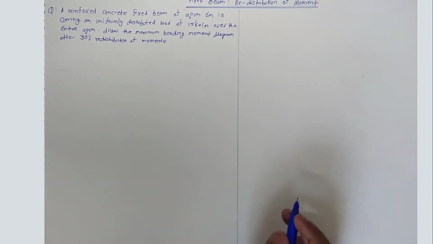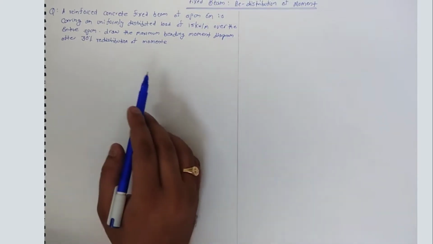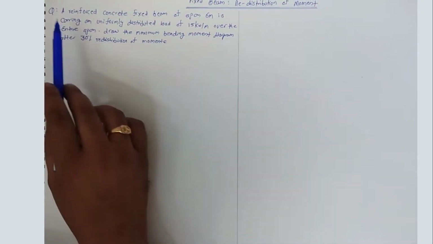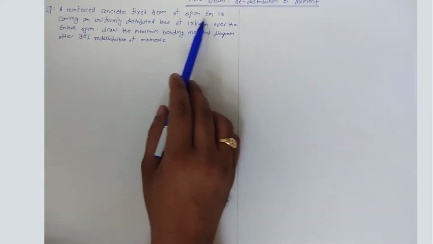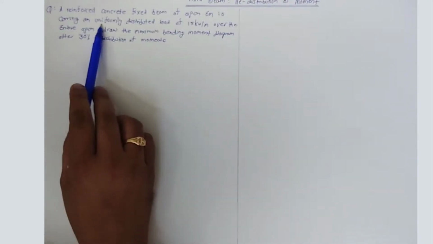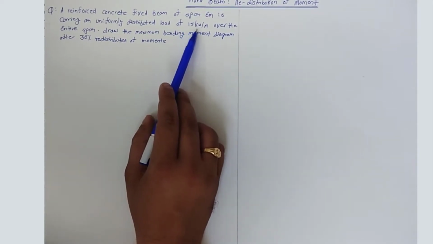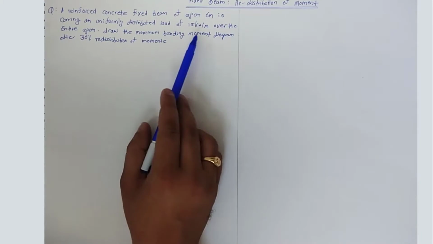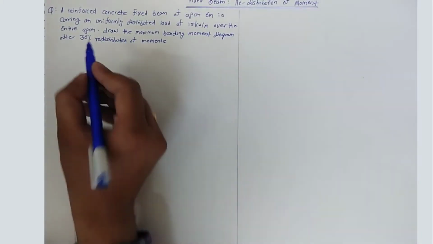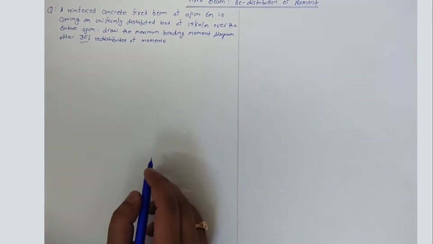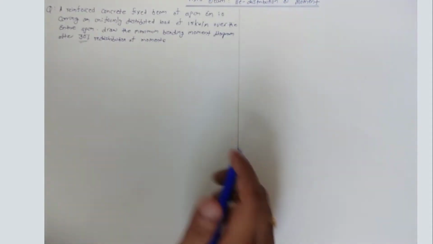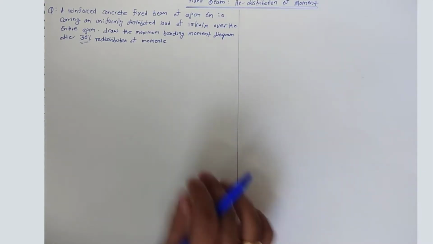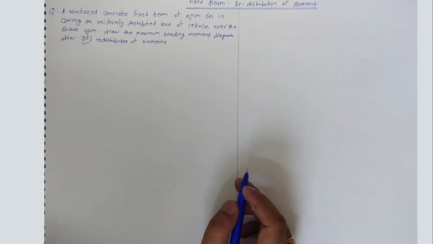So friends, now we'll start with the actual numerical. Before starting, I will read first what exactly the given data is that we will analyze. A reinforced concrete fixed beam of span 6 meters is carrying a uniformly distributed load of 15 kN per meter over the entire span. Draw the maximum bending moment diagram after 30% redistribution of moments. It is one of the simplest and easiest numericals to understand the concept of redistribution of moments. So we'll try to solve the numerical with 30% redistribution of moments.